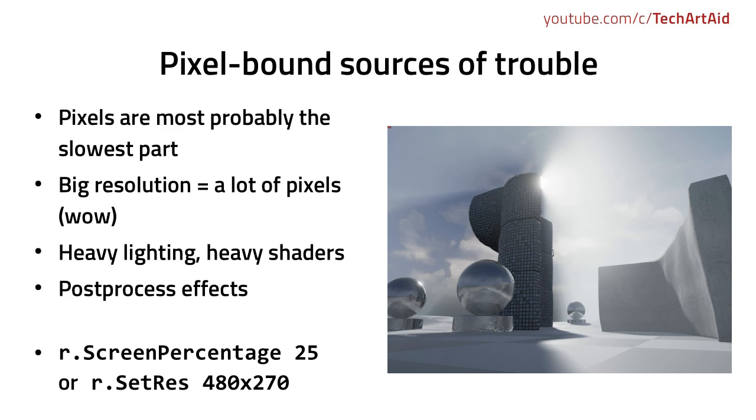So how to check if we are pixel bound? While running our game, we can press tilde and enter r.screen%, for example 25, or r.setres 480 by 270, for example. Then if your frame rate improved a lot, it means you are pixel bound, not, for example, vertex-bound or memory bound. The pixels are the problem.